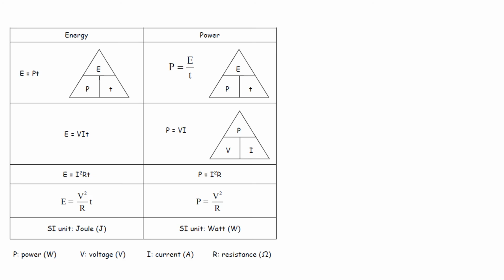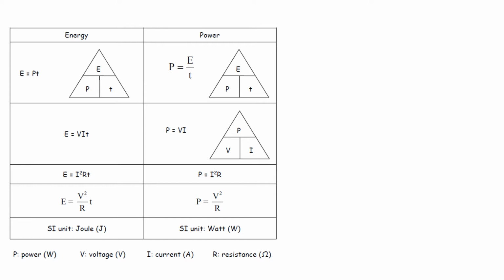For the topic of practical electricity, these are the formulas we should be using for energy and power. There are four formulas each for energy and power. E = Pt, E = VIt, E = I squared Rt, E = V squared over R, times t. Any of these four formulas will give you the same energy calculated. E is the energy in joules, V is the voltage in volts, I is the current in ampere, R is the resistance in ohm, while P is the power in watt. The four formulas of power are P = E over t, P = VI, which a lot of you are very familiar with, P = I squared R, P = V squared over R.